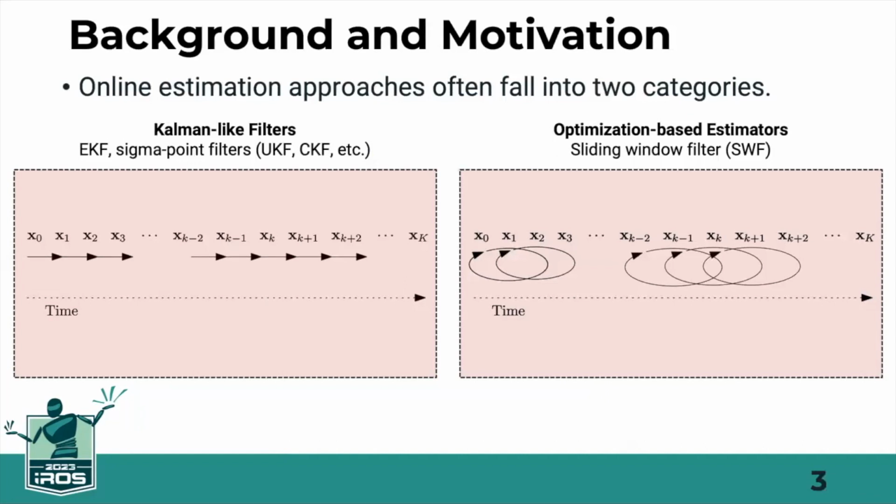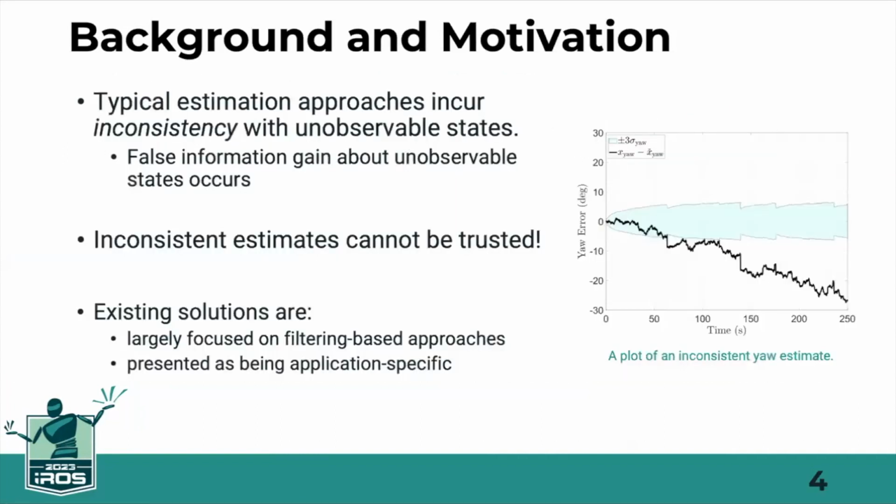Filtering-based approaches, such as the extended Kalman filter, which estimate one state at a time, and optimization-based approaches, such as the sliding window filter, which estimate a number of states together. The problem is that these estimation approaches become inconsistent when faced with unobservable states.